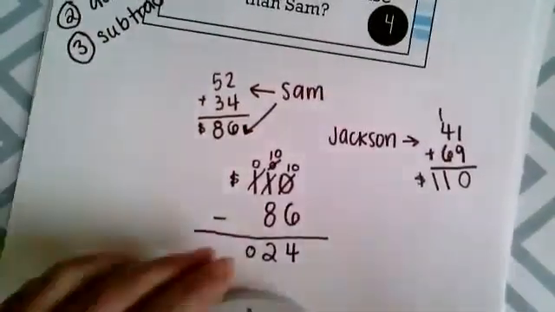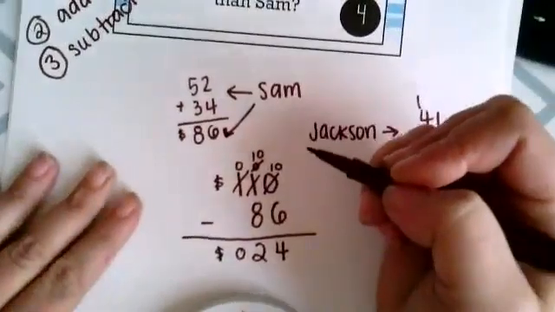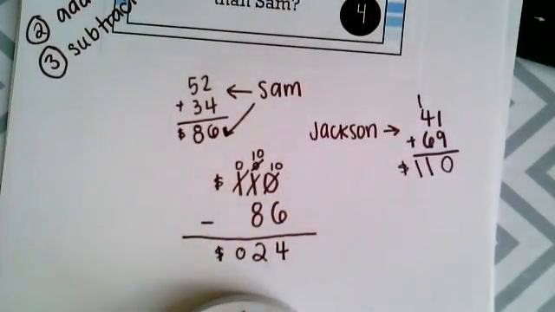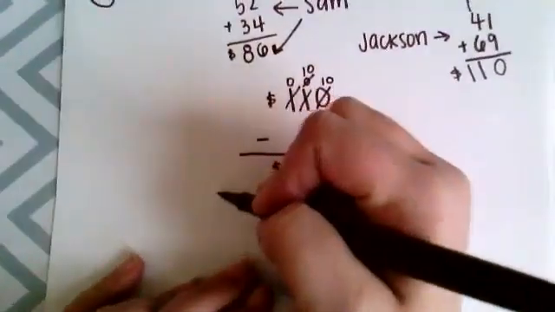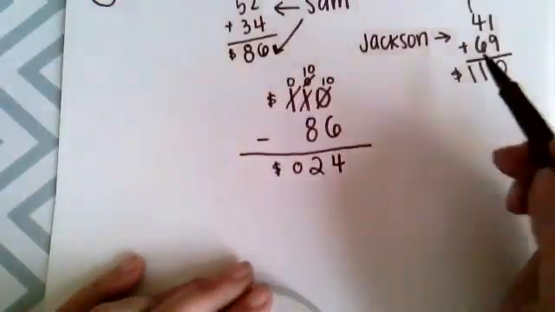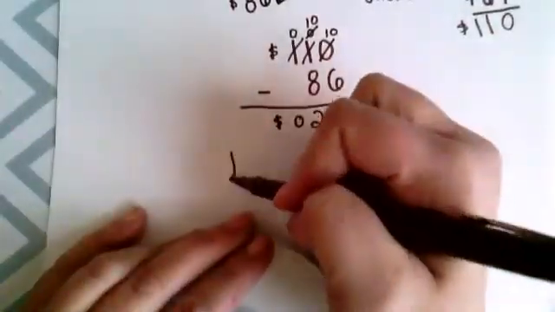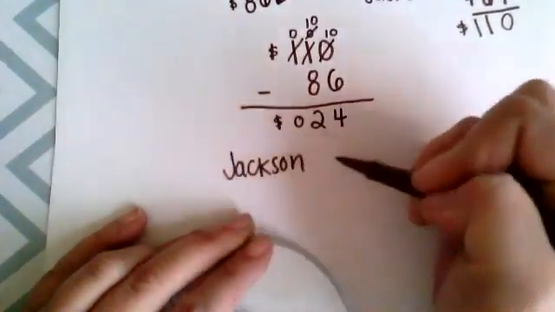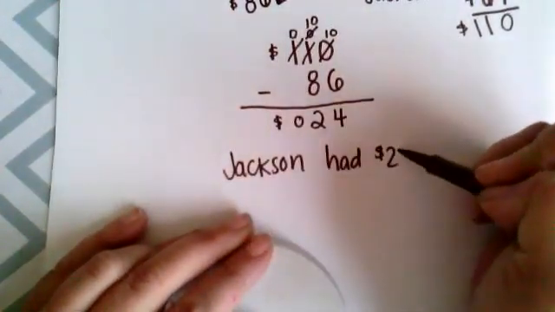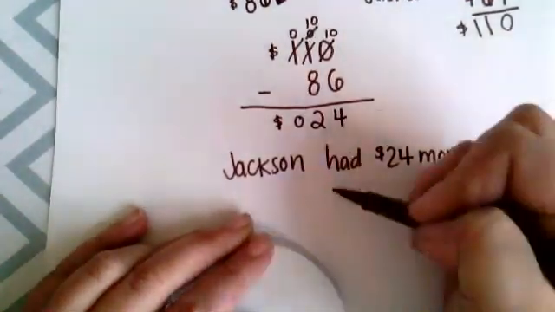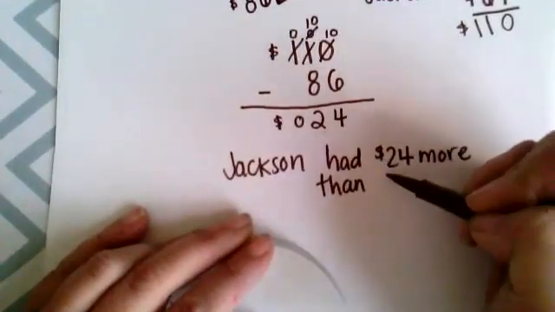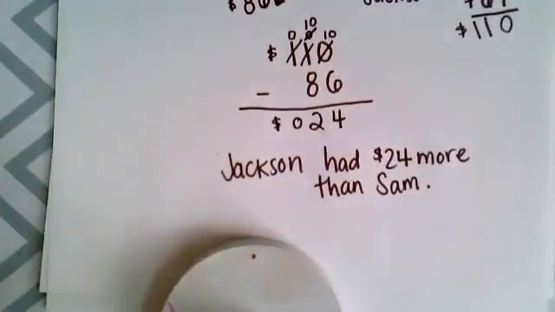So the answer to this problem is $24. The question is, how much more money did Jackson raise than Sam? So that's our answer, $24. Who can give me a nice sentence? Patty? Sam had $24. No. So who had more? I mean Jackson. Yep. Jackson had $24 more. So I have my dollar sign, so I don't have to write dollars. So Jackson had $24 more than Sam.